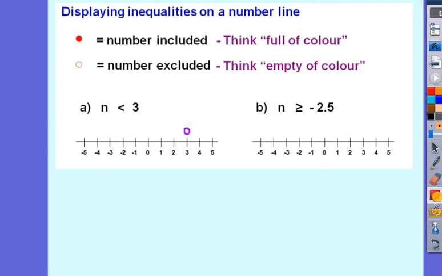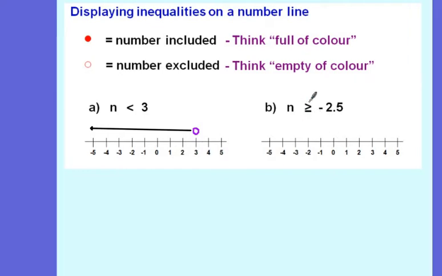So I need to now draw an arrow going in this direction. For the second one, I've got n is greater than or equal to negative 2.5. Now this equal to sign means that I need to put a dot at negative 2.5, and this time it needs to be filled in because we're including that number.